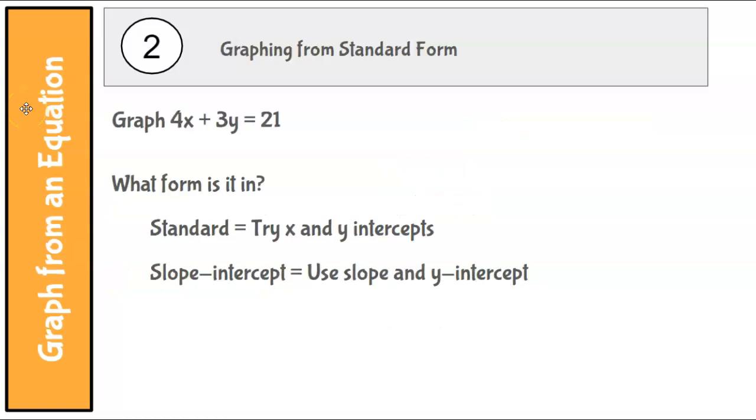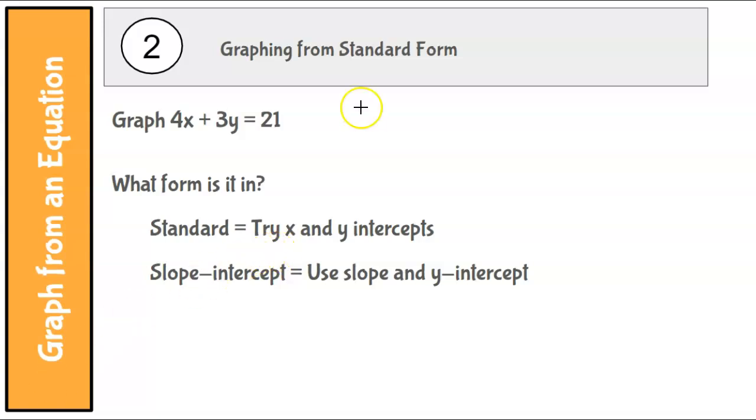So let's talk about how to graph 4x plus 3y equals 21. So first, what form is this in? That's the first thing when it says to graph that you need to think, okay, what form is this in? It's got x and y on the same side of the equal sign, so that makes it standard form. So you'll remember perhaps that we can always graph just by finding two solutions to this equation and graphing those points. So the x and y intercepts, if you have standard form, you should always try the x and y intercepts first because those are really easy to find.